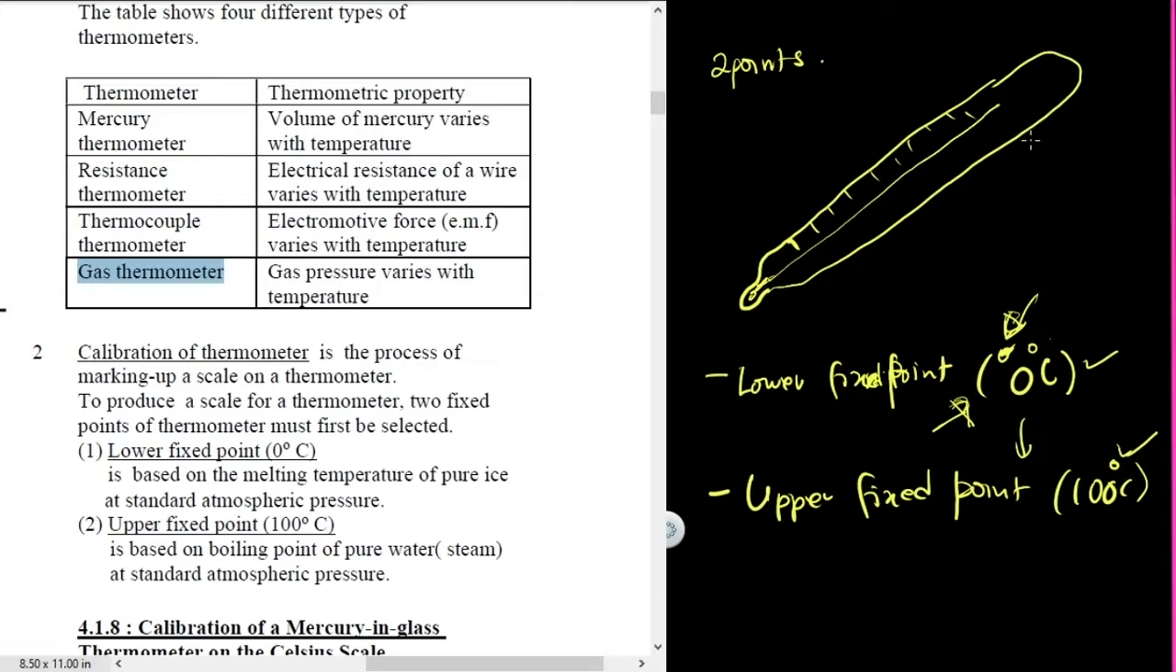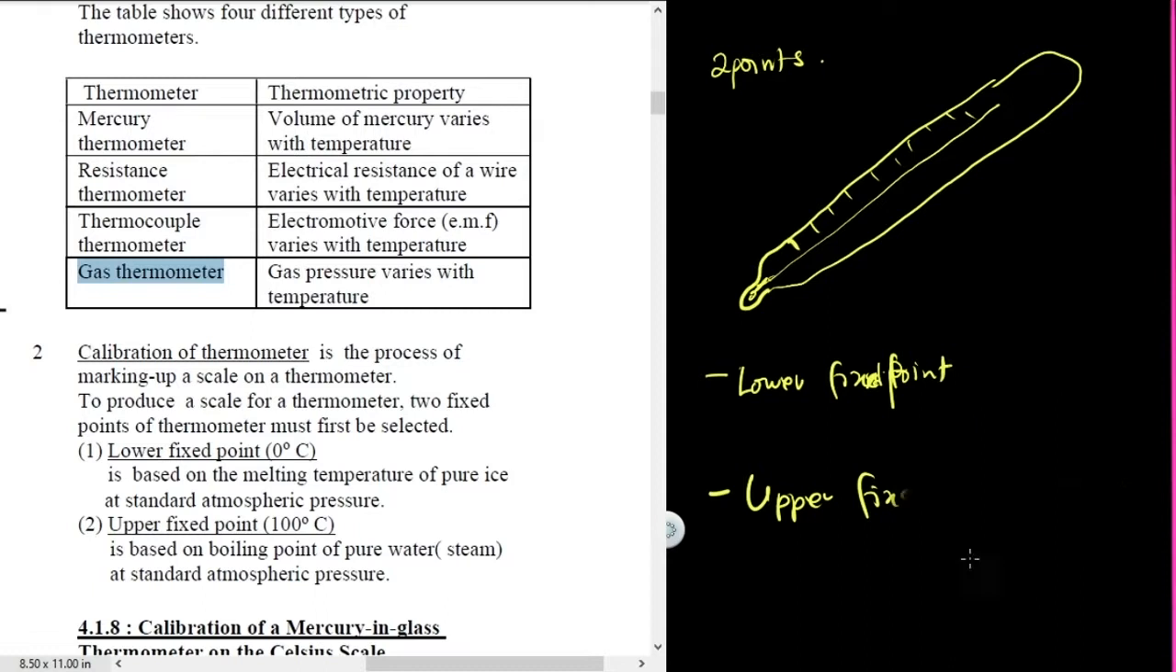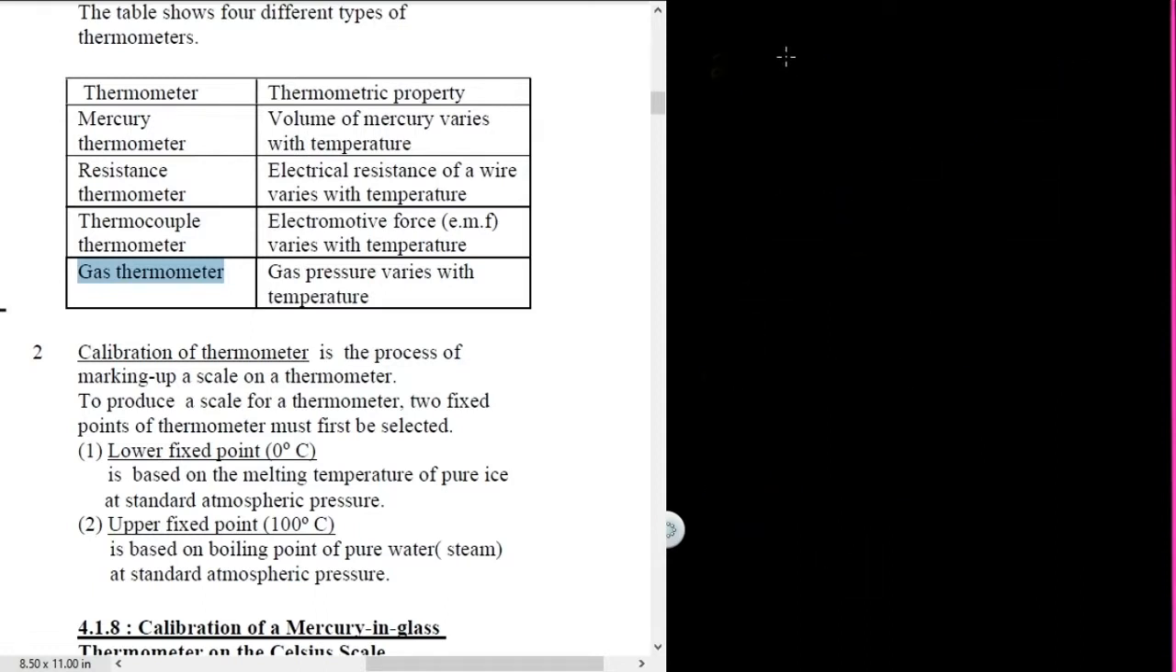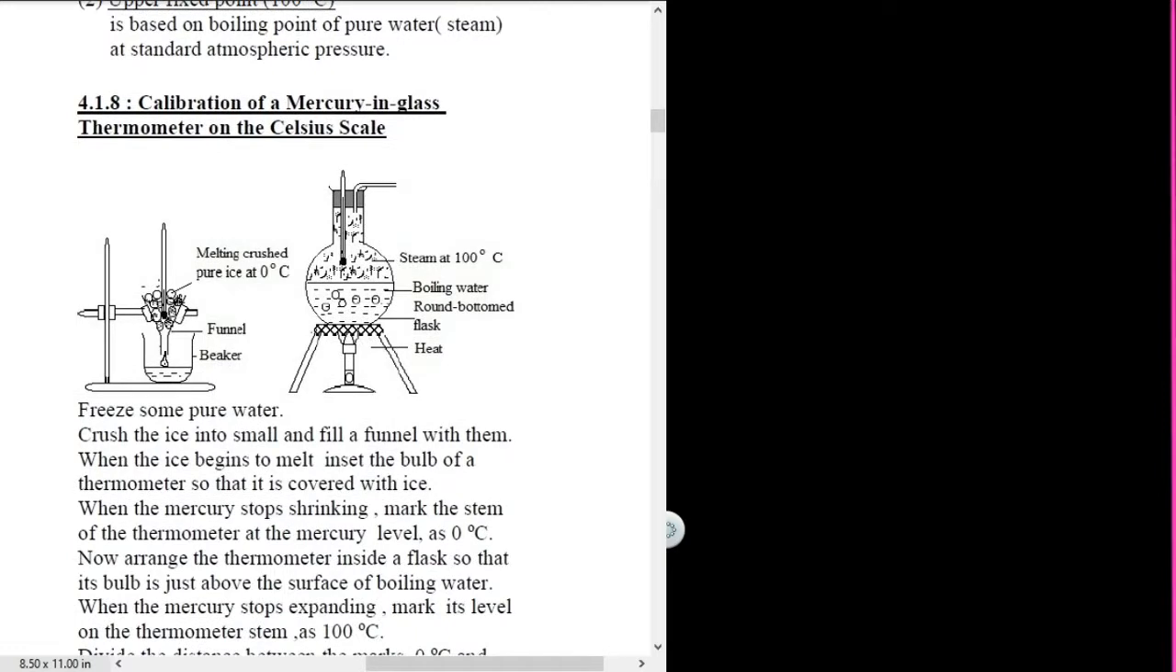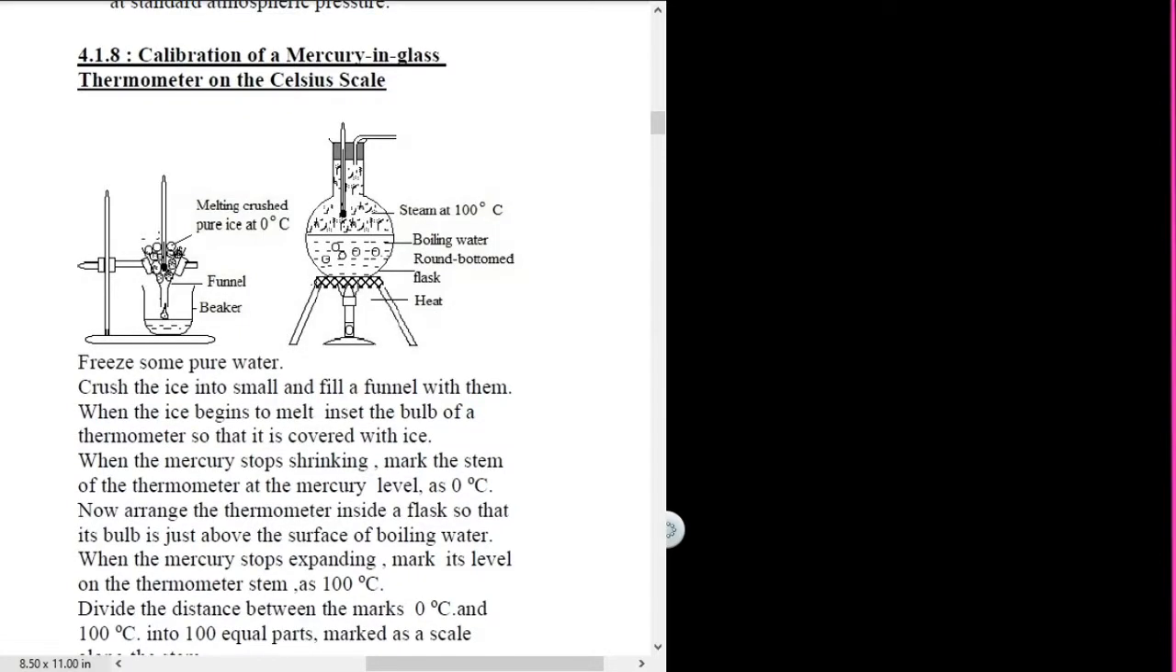After this we will look into how we can calibrate the scale, or the values on the thermometer. To do the calibration, we can do this kind of experiment in our lab. Of course, if you have the complete instruments, you can do that at home.